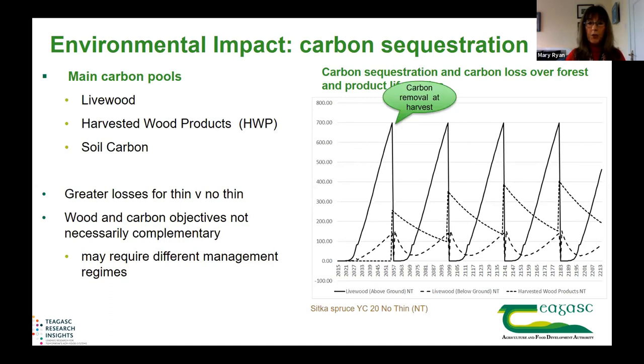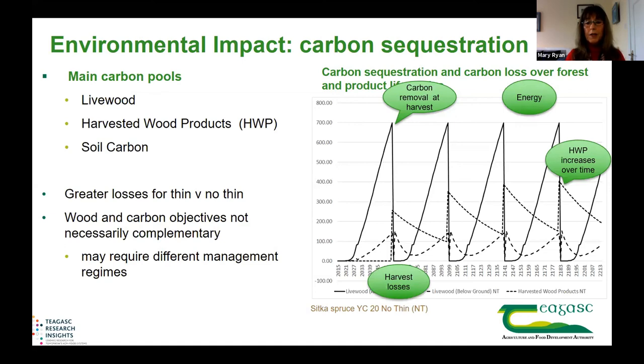What we want to look at here is the life cycle of a typical Sitka spruce forest. Over the years, over each individual rotation, you're looking at four rotations here, and the carbon is incrementally increasing over the life of the forest or the rotation of the forest. When it comes to the point of harvest, because this is a no-thin forest, just for the purpose of simplicity, there's a big removal of carbon from the forest at the point of harvest. This ends up in three different destinations.